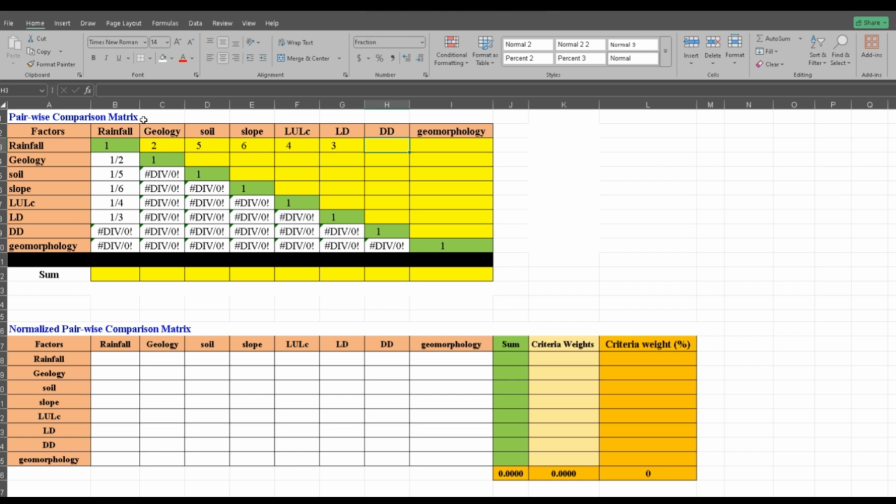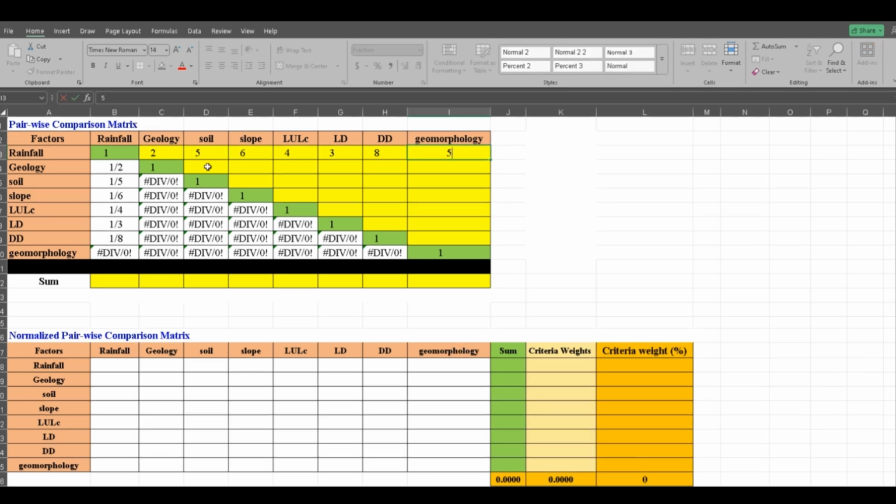Rainfall versus drainage density, rainfall is very strongly important. Rainfall versus geomorphology, rainfall is strongly more important than geomorphology. Geology versus rainfall is the reciprocal of rainfall versus geology. Geology versus geology is 1, or unity. Geology versus soil, geology is strongly important. Geology versus slope, geology is again strongly more important than slope. Geology versus land use land cover.